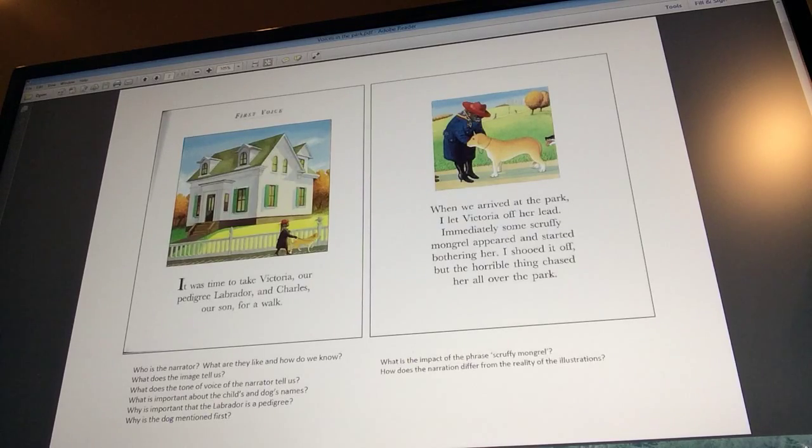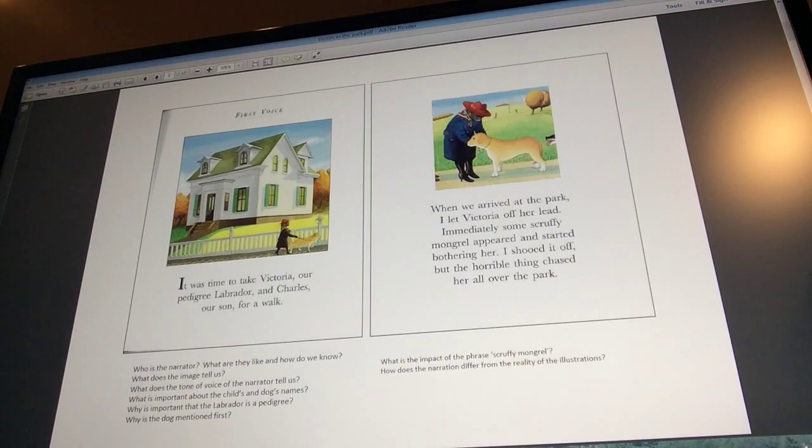So the first question is, who is the narrator? What are they like and how do we know? So we know that the narrator is the mother, called Mummy by her son Charles, called a silly twit by Smudge, the girl from the other family. But what do we know about her? Well, the house tells us a great deal.